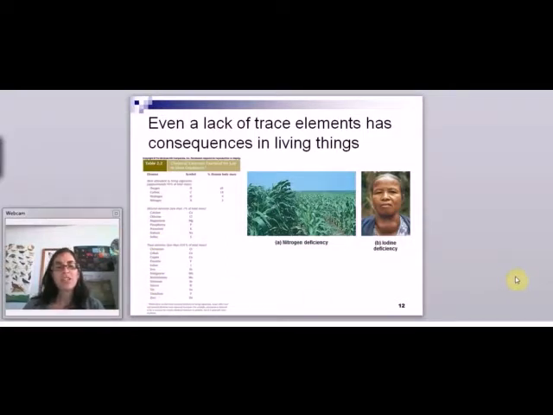Now, in biology, the complexity of living things is that even if we don't have one of these things that we barely need, like 0.01% present in our bodies, it still has consequences. And this image from your textbook is showing a goiter. This is the result of an iodine deficiency.